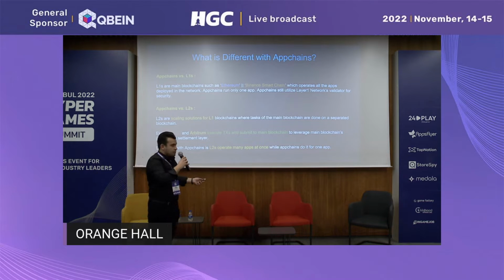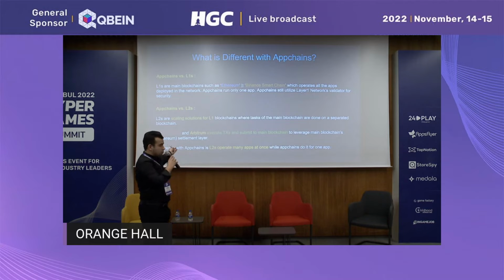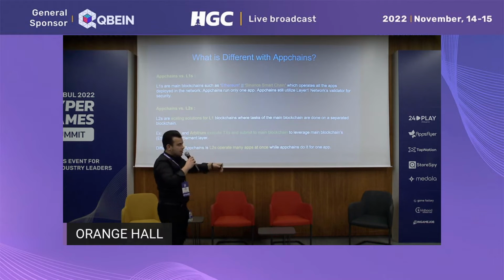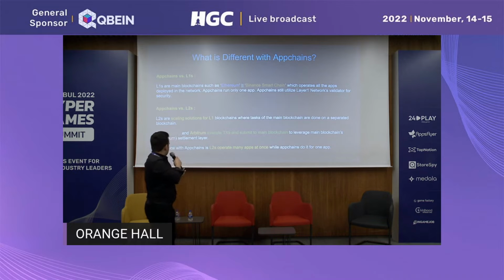What is different with layer twos? As I said, layer twos are the scaling solutions for layer one. Like Ethereum had the scaling problems, and then StarkX and ZK Sync came to the area. Then it got better to develop applications on Ethereum by this way.